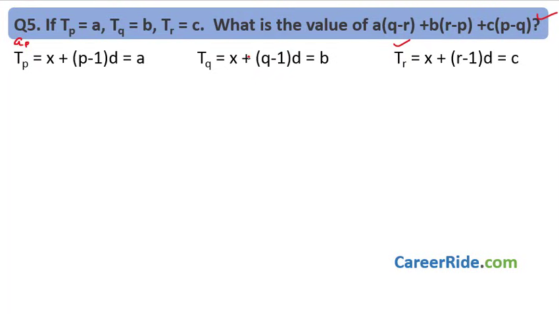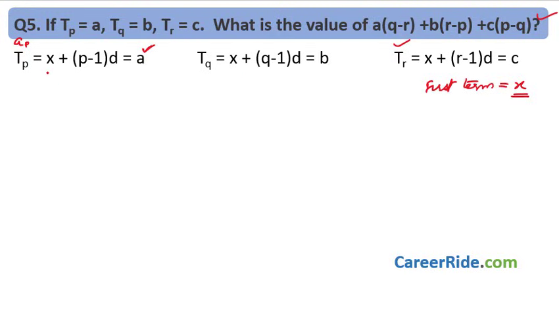Now notice one more thing. The value of the pth term is given to us as A. So if we take our first term to be A, then the question will become very confusing. So what we'll do is we'll assume that our first term is X. This is the only thing that is changing here. Okay, so now let us begin solving this question.